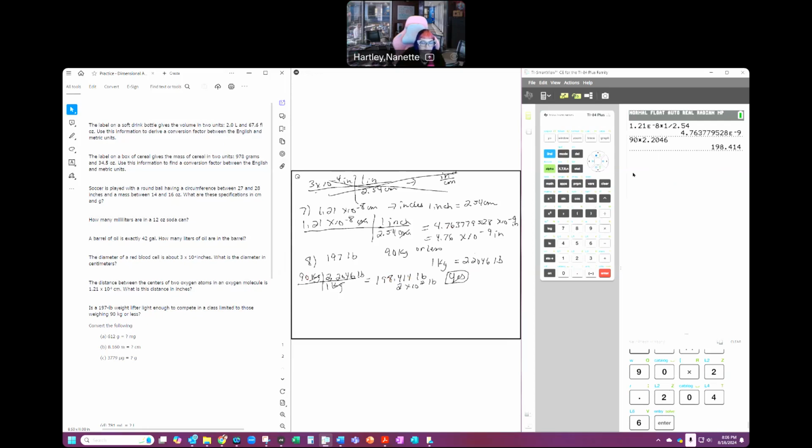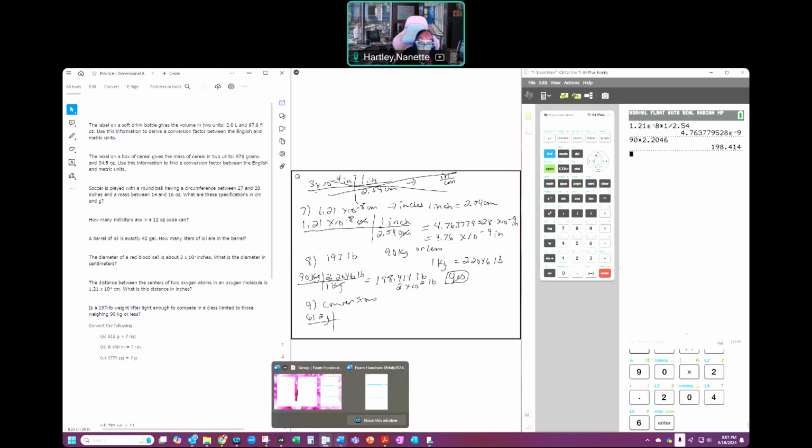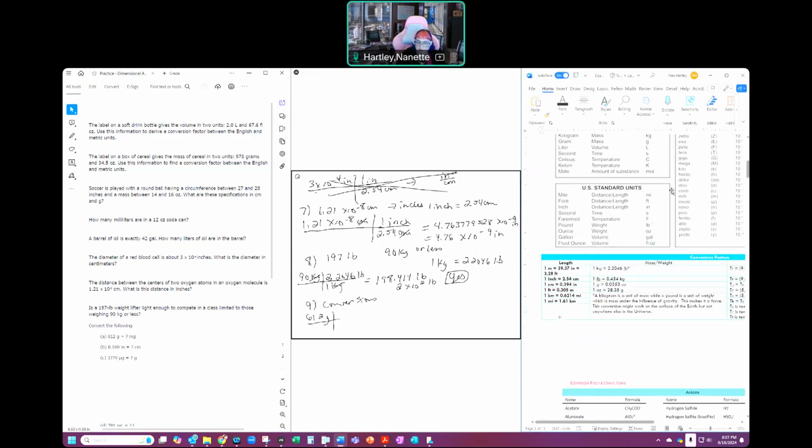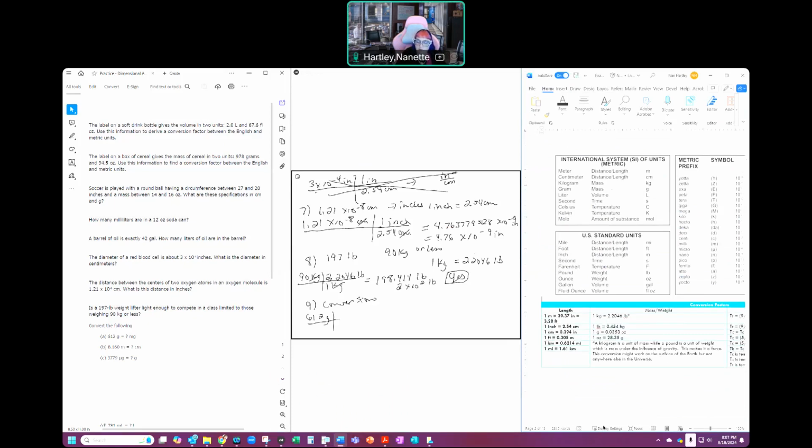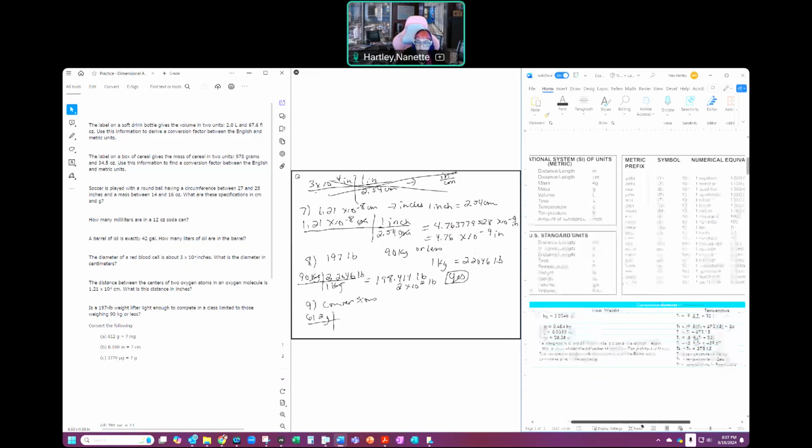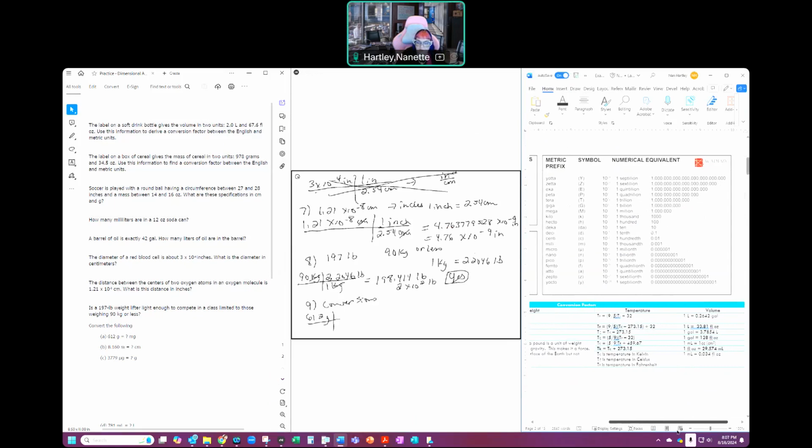All right. We'll go into number 9, and we're doing some conversions. So 612 grams is how many milligrams? Okay. So we're going from grams to milligrams. At this point, we're not talking about unit conversions. We're talking about some other things. So now we're talking about these metric prefixes. So we're looking at this part of this.